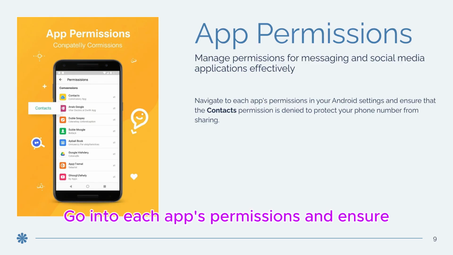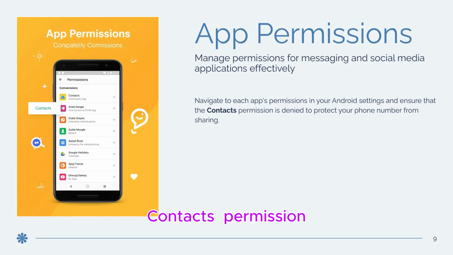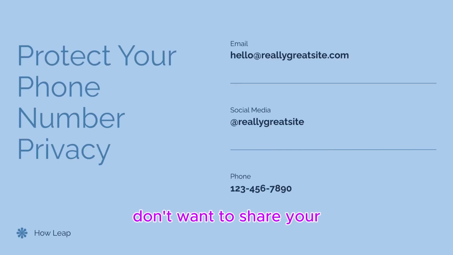Go into each app's permissions and ensure contacts permission is denied if you don't want to share your number through that app. Also, check your carrier's app settings for any number sharing options. Disabling these prevents your number from being used for personalized ads and suggestions across Google services.